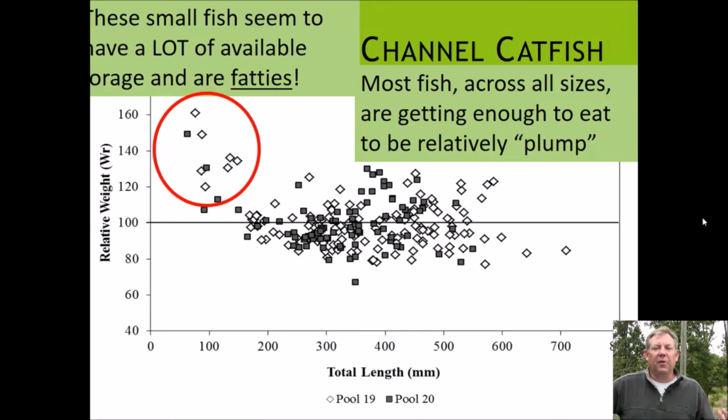This deserves further investigation, but they're fatties, whereas the larger and the adult fish, there's no real trend, and they're all kind of clustered around the 100 line, so they're still in pretty good condition, but these younger ones are obviously in great condition. And that's one of the ways that we use this relative weight in order to understand our fish population.